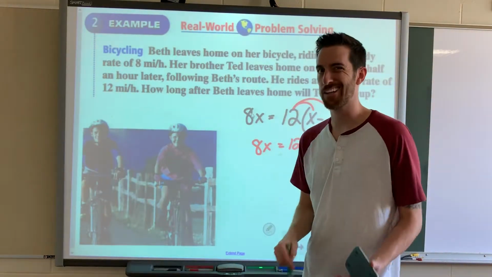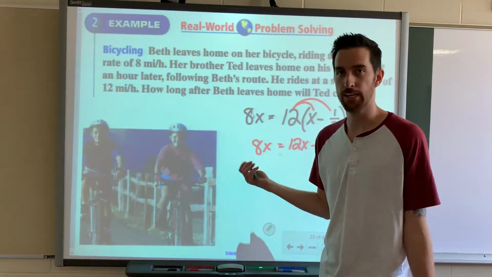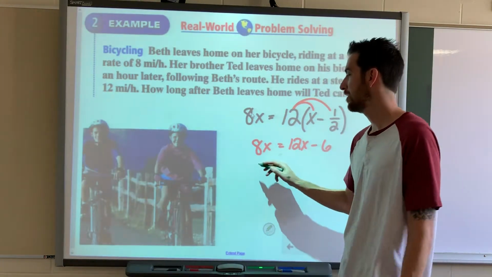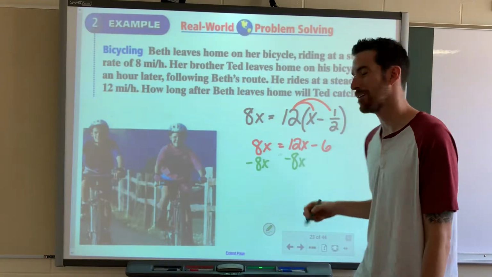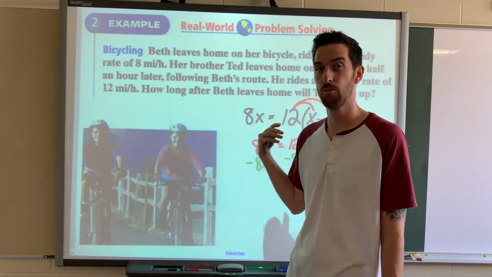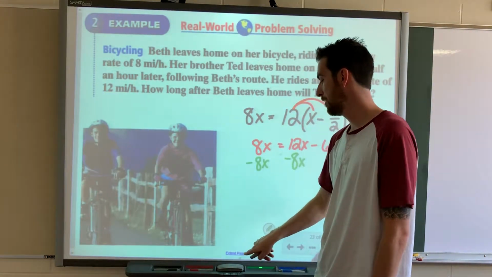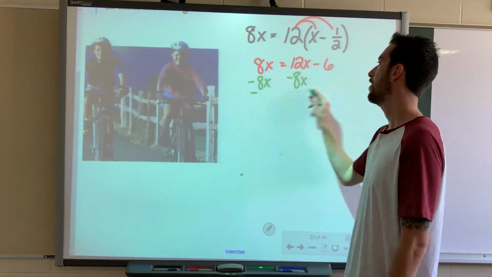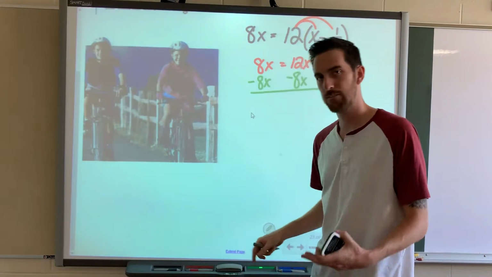Now I said that I like to get rid of the smaller one first, so you could get rid of 8x by subtracting 8x. If I was doing this one myself, I would actually get rid of the 12x, but let me show you this just in case you want to do it this way as well. Now 8x minus 8x, I have to put something there. So it would be 0.